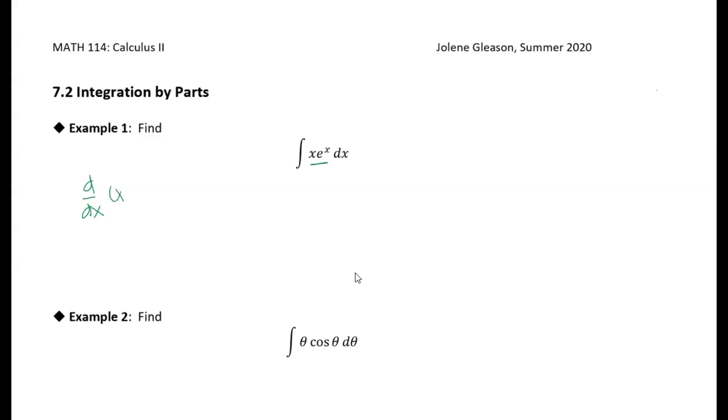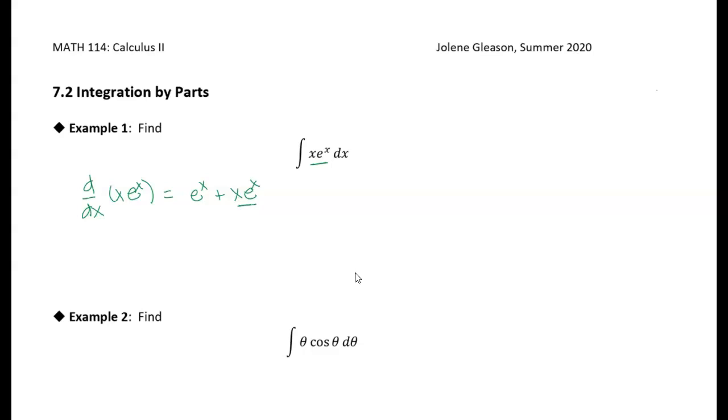So if I take the derivative of x e to the x, what do I get? If I use the product rule, I have the derivative of the first. The first is x, so that's just 1 times the second, which is e to the x, plus the first times the derivative of the second, which is e to the x. All right. So I took the derivative, and I didn't get exactly what I'm looking for, but part of it looks good.